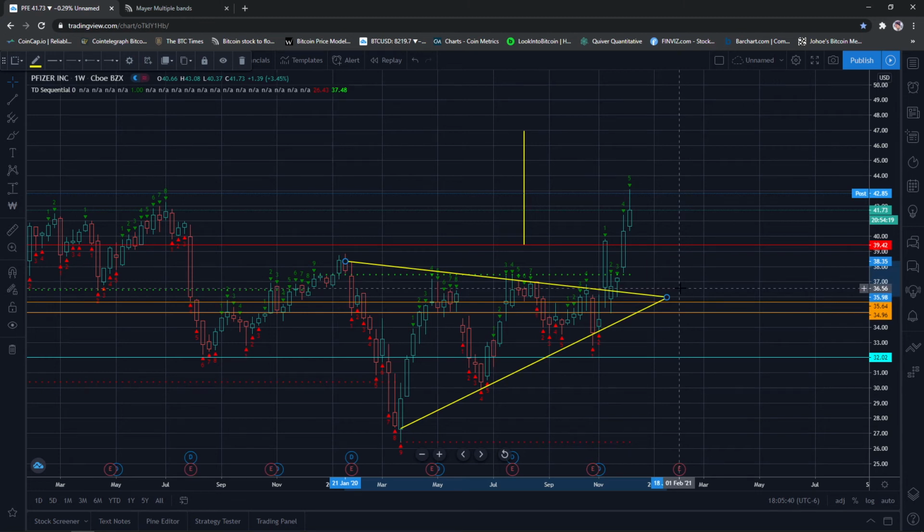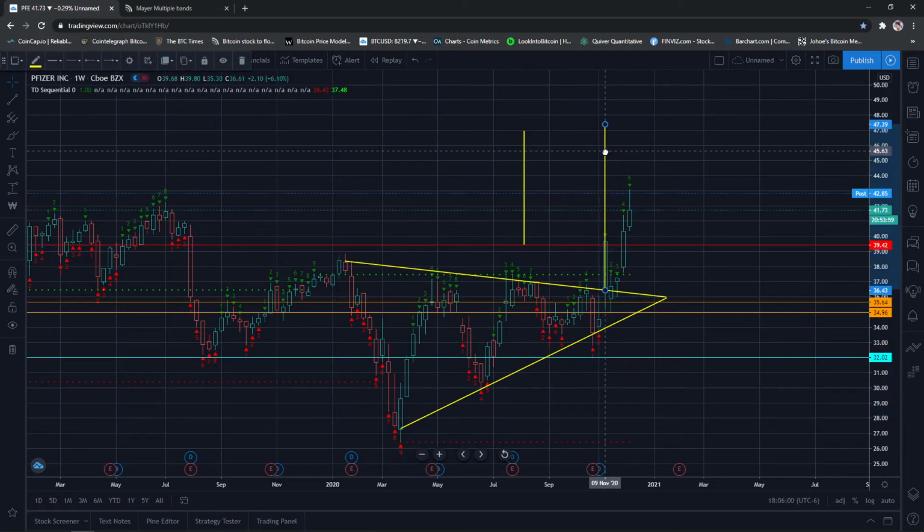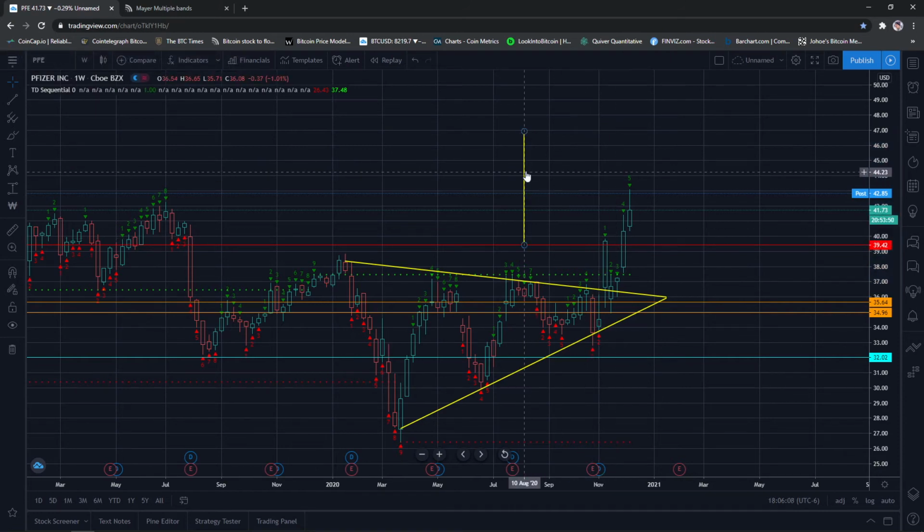I'll show you a channel too. I think I showed you one on Ford. So that one would have been here. If you would have broken out of this, the target would be the height of the triangle approximately, maybe a little bit higher than this, from where the breakout happened. Breakout happened here, which is pretty much where I drew this other line from. 46, say 47. So somewhere around 47 is where the target is.